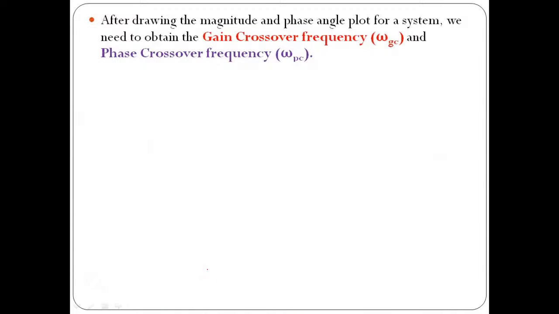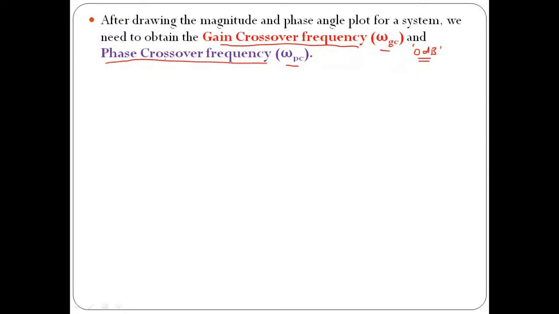Now, once you have done how to draw the magnitude plot and the phase angle plot for a system, then we need to calculate the gain crossover frequency, indicated by symbol ω_gc, followed by the phase crossover frequency, indicated by symbol ω_pc. Now, what is gain crossover frequency? It is nothing but that frequency where the magnitude plot of a system is going to cross the 0 dB line. This is very important. It is that value of frequency where the magnitude plot of a system is going to cut the 0 dB line.